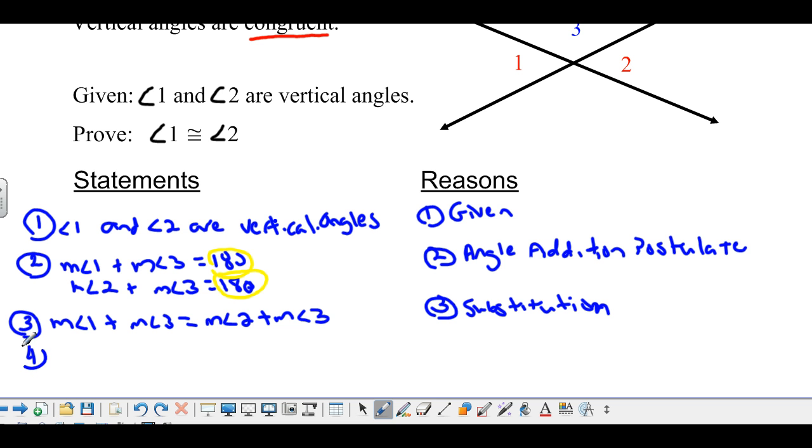And then here, notice that on both sides of our equation, on the left and the right, we have the measure of angle 3. So those two things are equal on both sides of the equation, so we can subtract those out. And when we do that, we would just have the measure of angle 1. If I subtract the measure of angle 3 from both sides, I'd have the measure of angle 1 is equal to the measure of angle 2. And that's by subtraction.